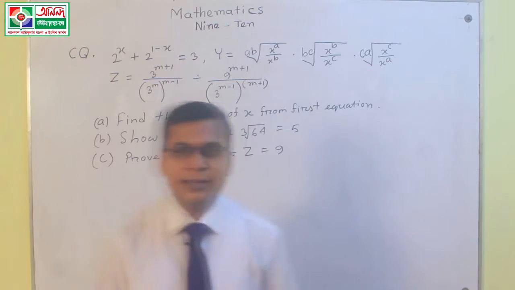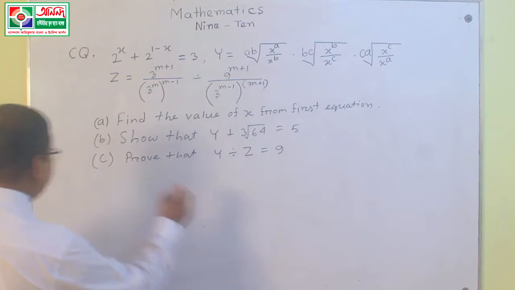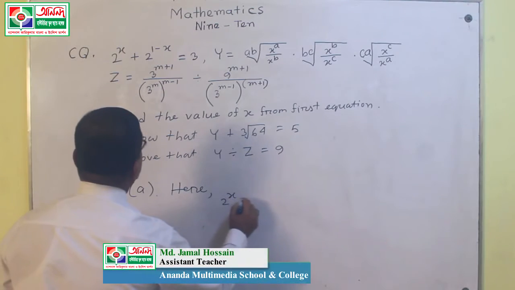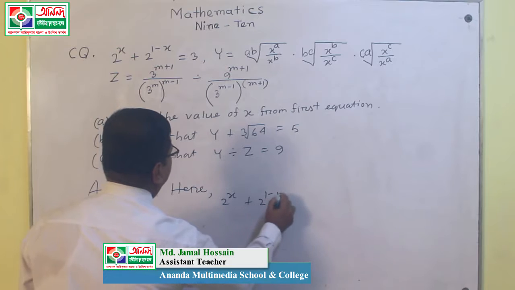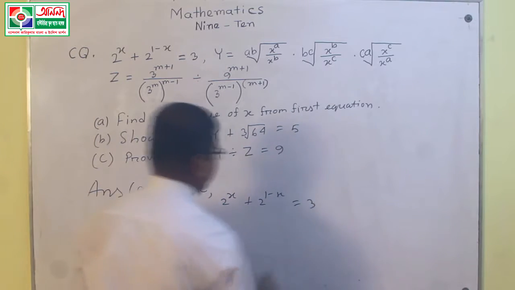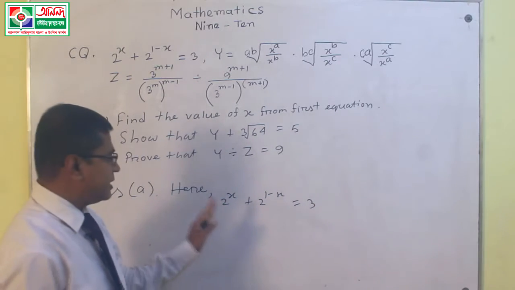Dear students, now we will do question number A. Here 2 to the power x plus 2 to the power 1 minus x equal 3. We will find the value of x from this equation.